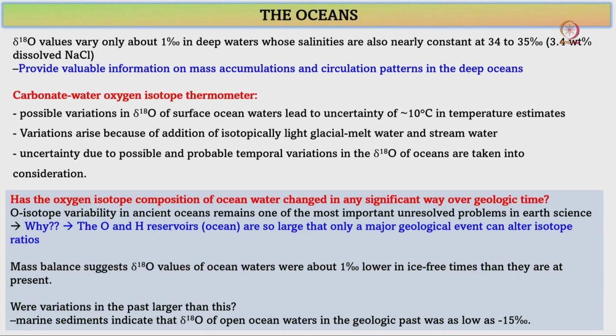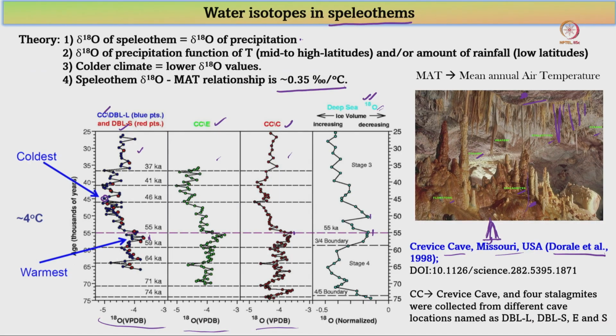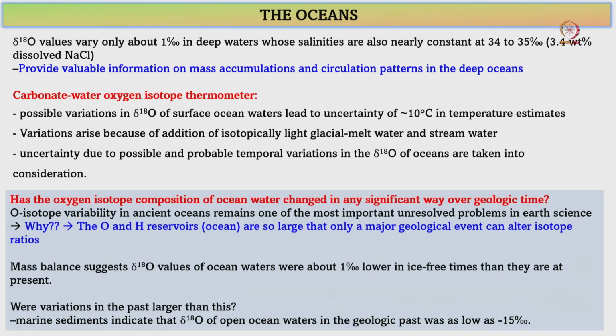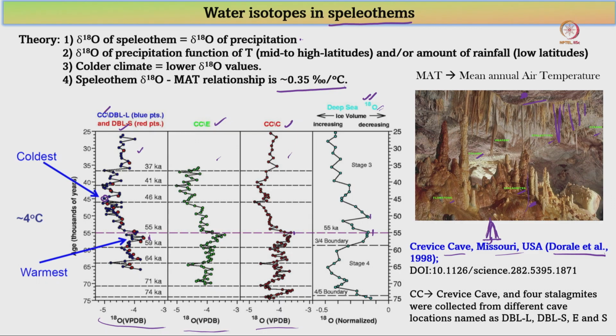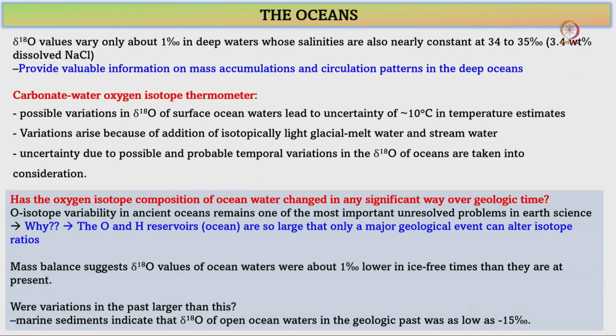Now, let us move into oceans. Since we started seeing some ocean data, it becomes very useful to understand how oceans are working, right. How do oceans change the delta 18O values? Now, the delta 18O values vary only about 1 parts per mil in the deep waters. As you can see here, the total variation is only 0.5. Why are the deep sea oceans not as variable as the surface oceans?